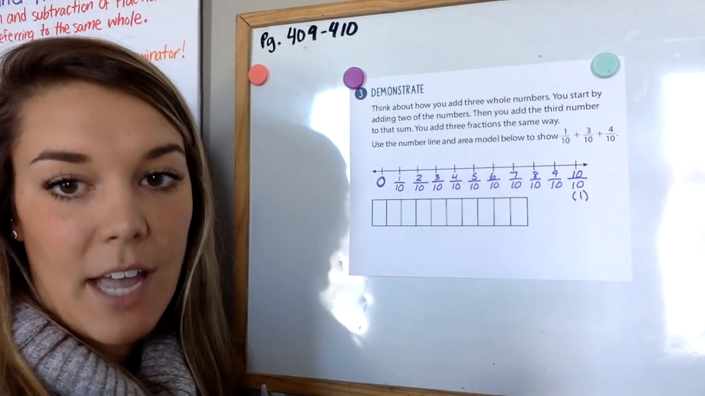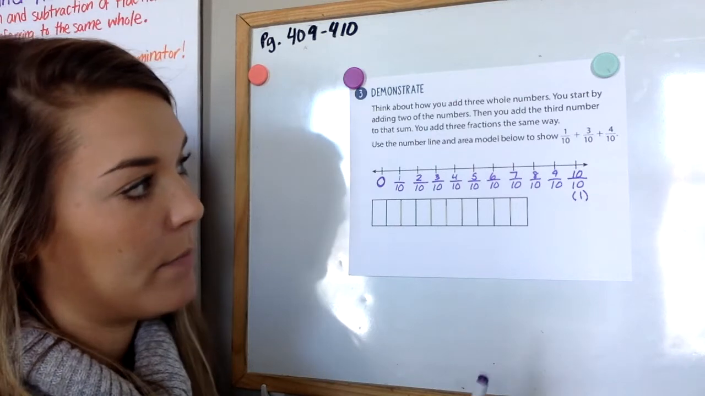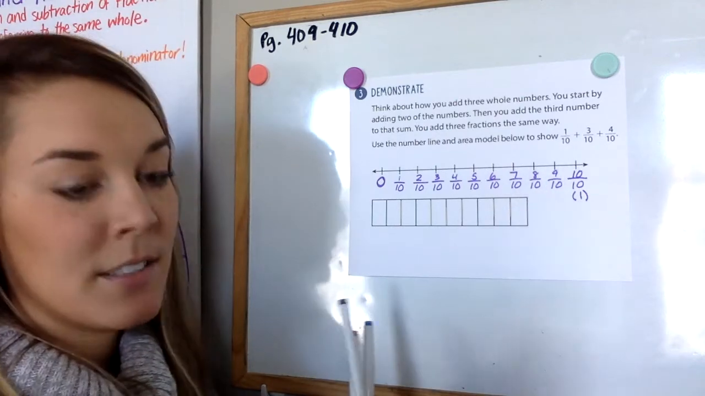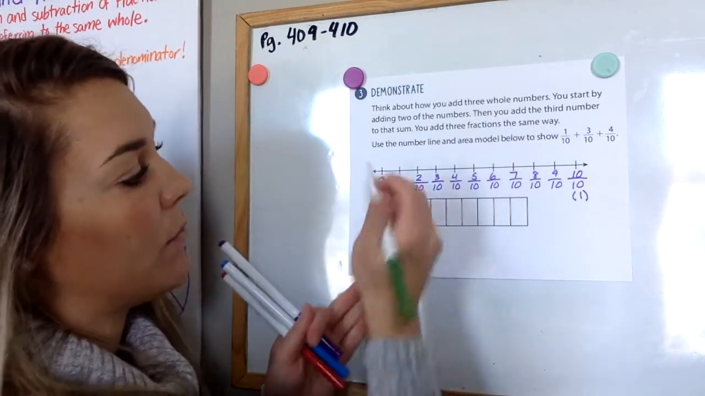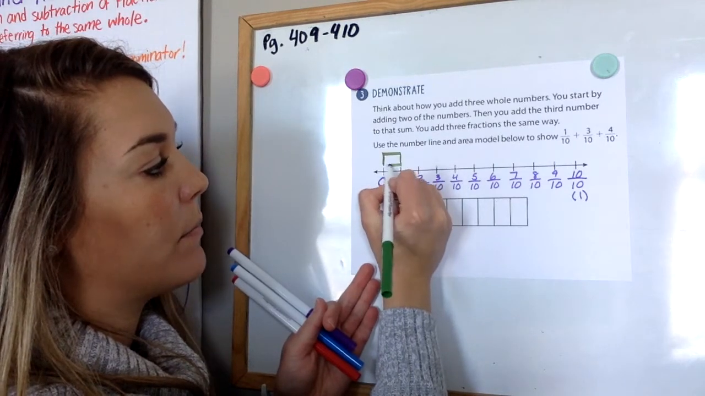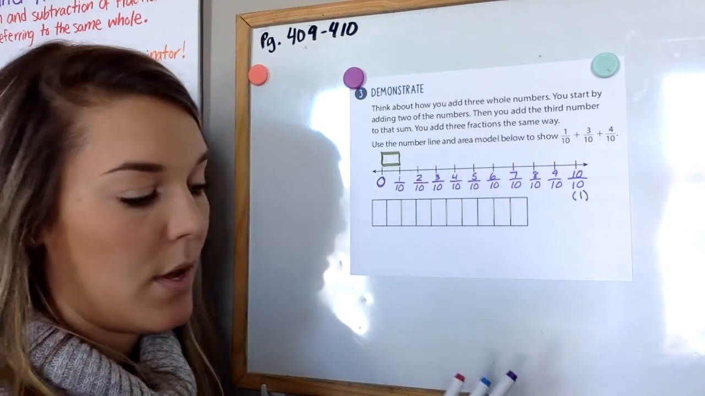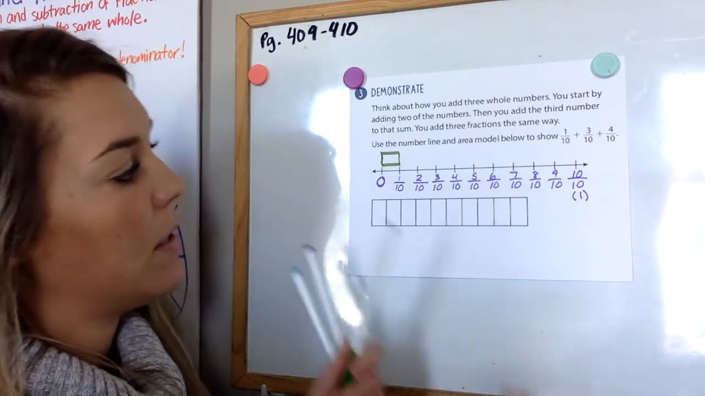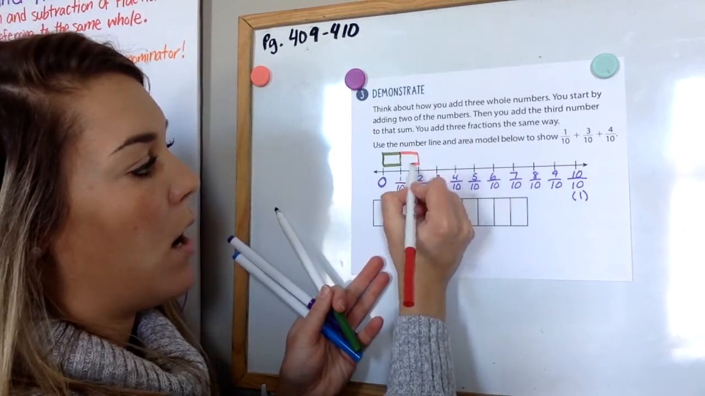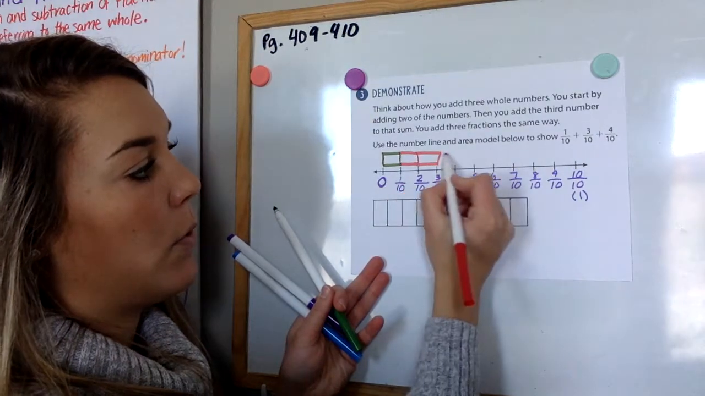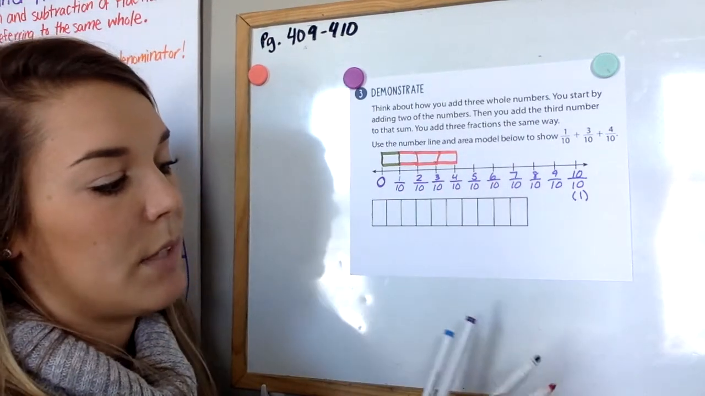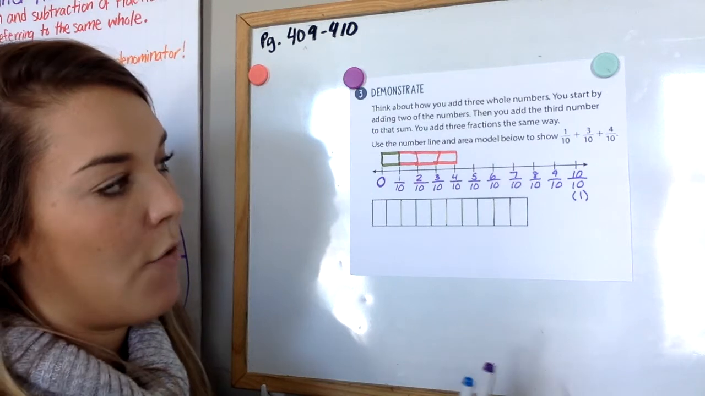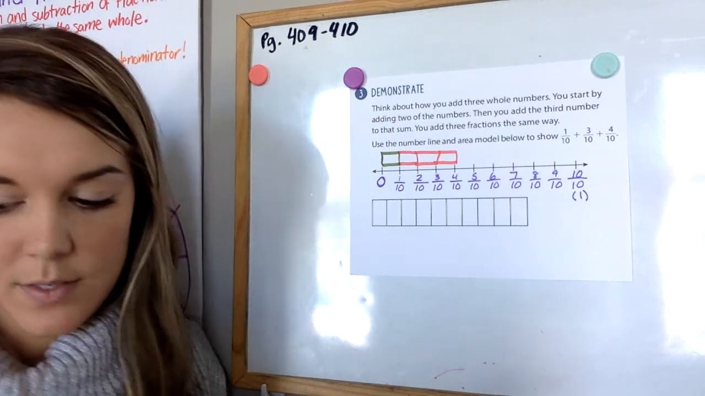Okay, now I'm ready to fill in my number line. First, I have 1/10 that I'm gonna draw. So I have 1/10 here. There's my unit for 1/10. Now I need to add 3 more tenths. So I'm gonna add 3. 1, 2, 3. Now I need to add 4 more tenths.